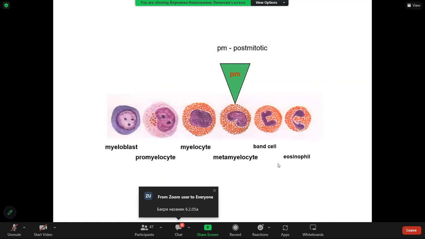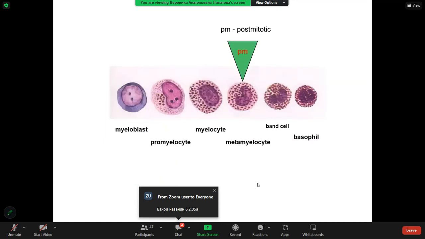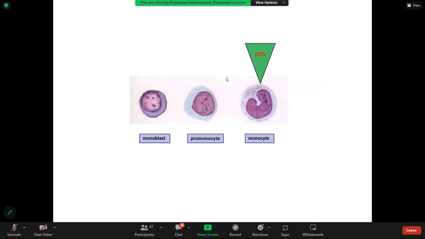Yes, this is the same or similar. After this, here, monoblast. What is this class? Number 4. Number 4. Procyte, promonocyte. Number 5. And monocyte? Number 6. Yes.